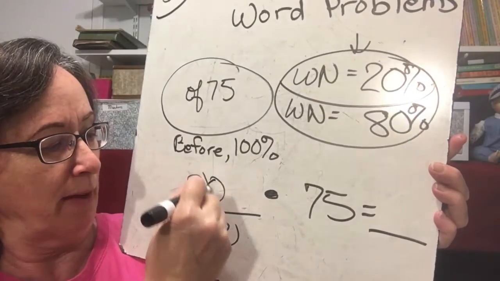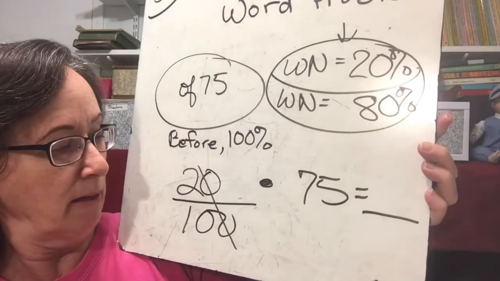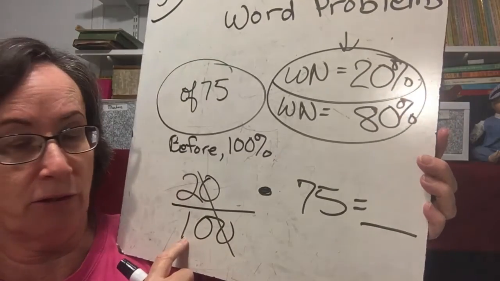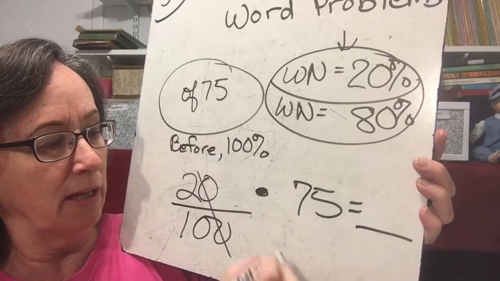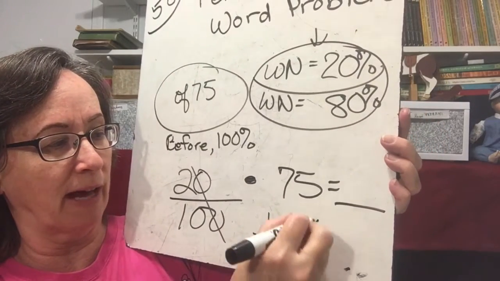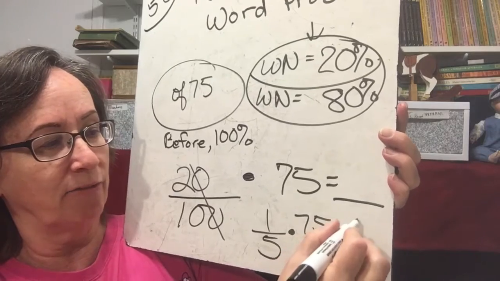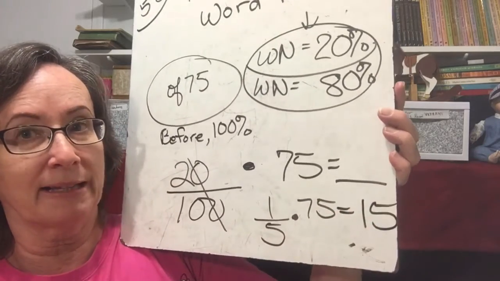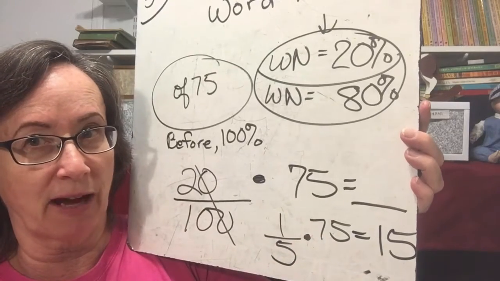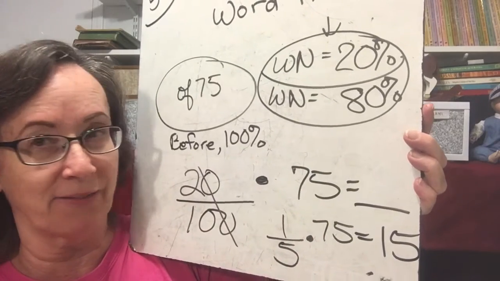Can we simplify this a little bit? Okay, so then can we say that 2/10 is 1/5? So what is 1/5 of 75? Well, isn't that just 15? Because there are 15 5s in 75 or 5 15s in 75.